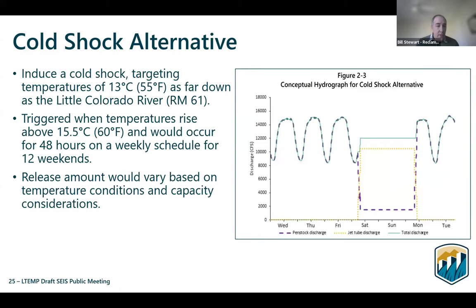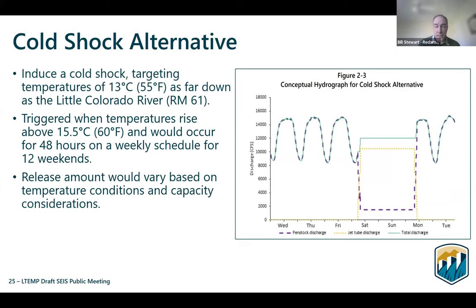The next cold water alternative is the cold shock alternative. Again, once temperatures are projected to be above that temperature threshold, it would induce a cold shock targeting temperatures of 13 degrees Celsius. Again, this is true for all the cold water alternatives: what was modeled is looking at cooling temperatures as far down as River Mile 61, which is where the confluence of the Little Colorado River is. This cold shock would occur once a week on the weekends, up to 12 weekends for 48 hours.